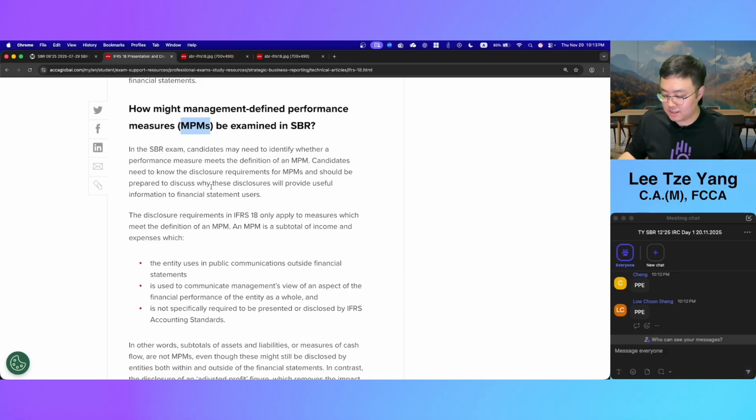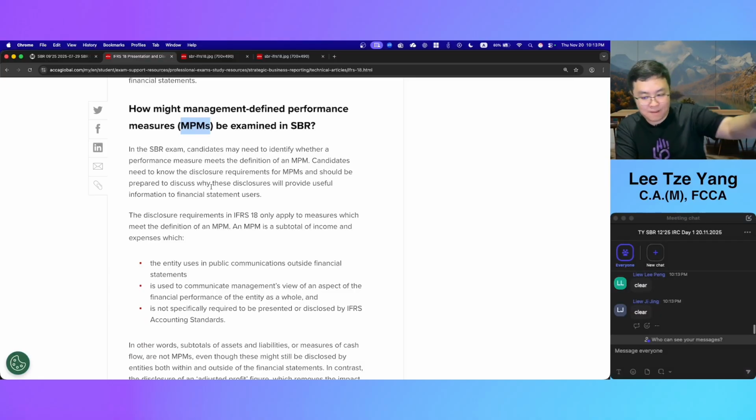MPM is not something that IFRS 18 says management must put in. That's not what IFRS 18 is doing. Are we clear on this, ladies and gentlemen? If you are clear, you say clear. IFRS 18 never says management must do MPM. No, it's never like that.